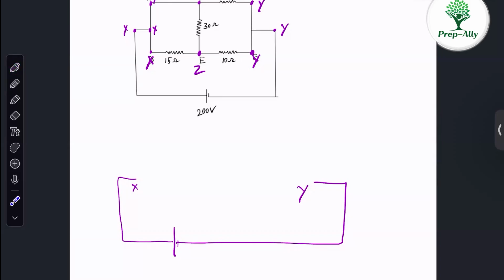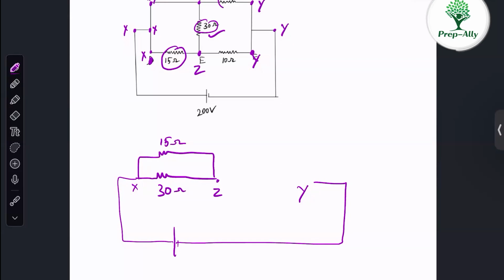Let's try to draw all the resistors one by one. All these are the same points, at the same potential X. So this resistor now is between point X and point Z, which means we need some other point in between. First we'll draw this 30 ohm resistor between X and Z. So this is done. Second, we'll draw this 15 ohm resistor. That is also between X and Z. So one more resistor is connected between X and Z.